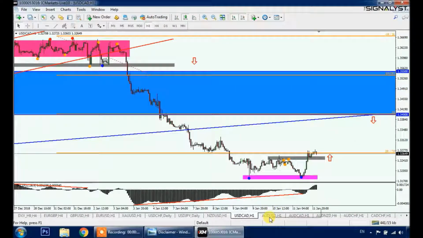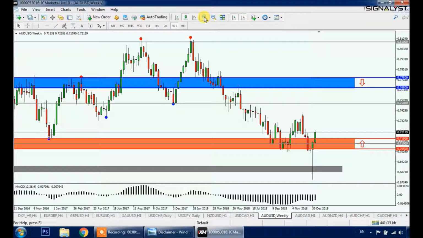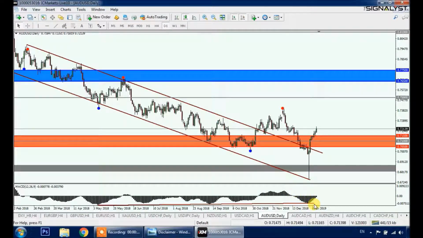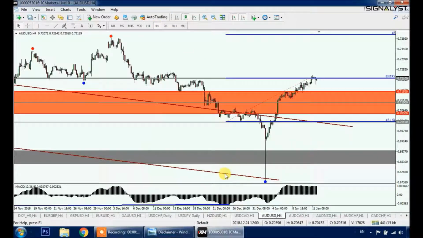AUD USD, our last USD pair. On weekly we have a big momentum candle after a massive rejection candle as discussed last week. On daily we have a divergence forming now. On H4 we already have a divergence.